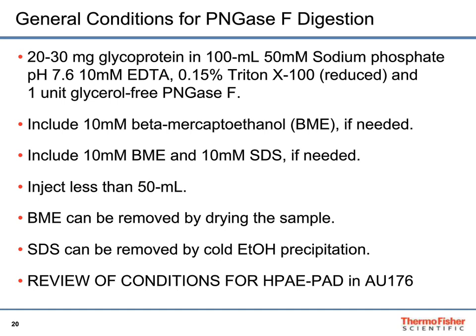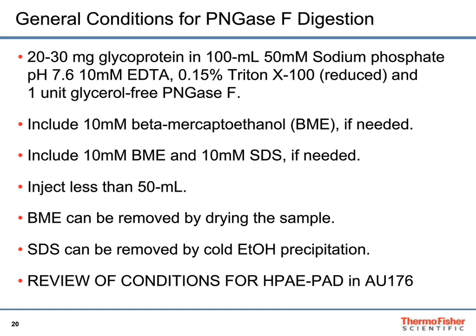For other proteins, you need slightly more aggressive conditions, namely adding a reductant, beta-mercaptoethanol, and also having a detergent present like SDS. Basically that should say 50 microliters, not 50 milliliters, but we generally inject something less than 50 microliters. For the PA200, we're generally in the 5 to 10 microliter injection range. If we need to have BME and SDS there, we can remove those by either drying for the BME, or we can also do cold ethanol precipitation to remove the SDS.